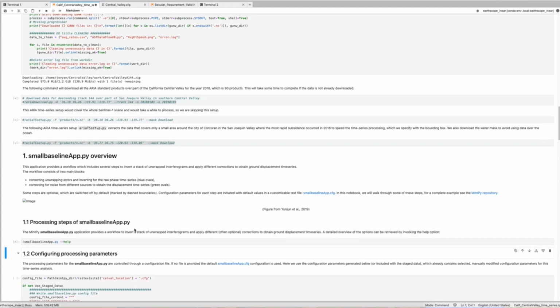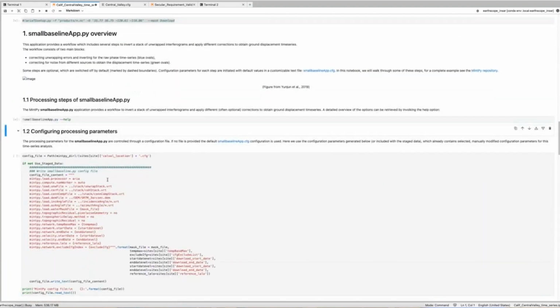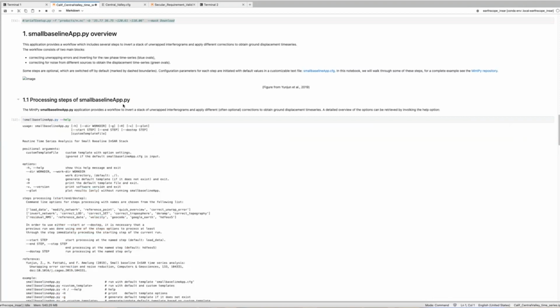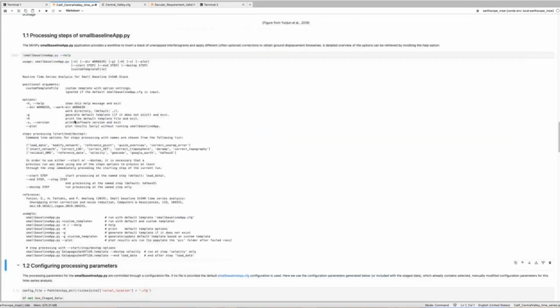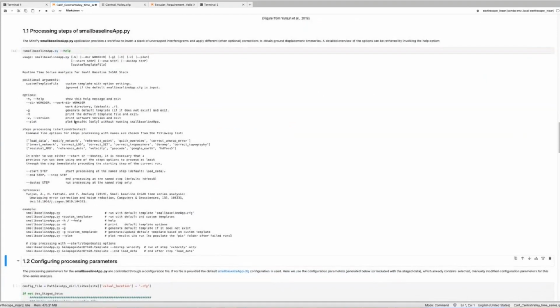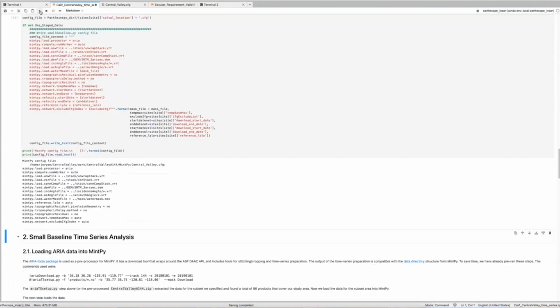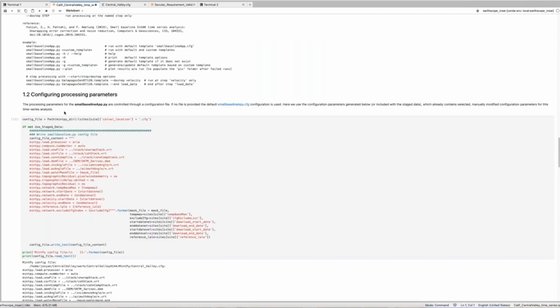So we're going to be using the MintPy analysis program, small baseline app.py. If you run just small baseline app --help, then it prints out a list of how all the parameters work. The next thing you have to do is set up a configuration file.